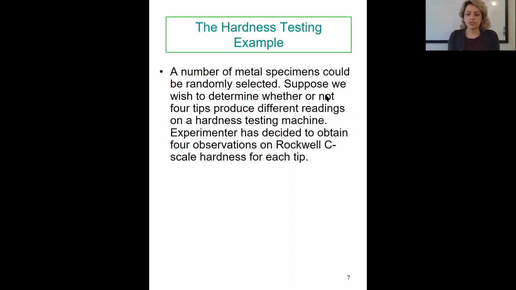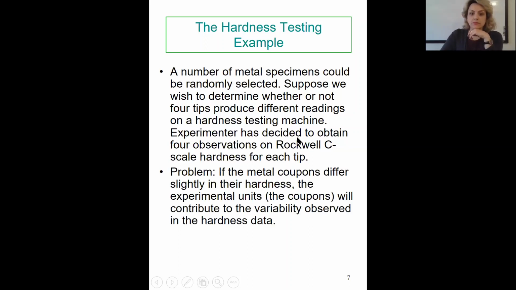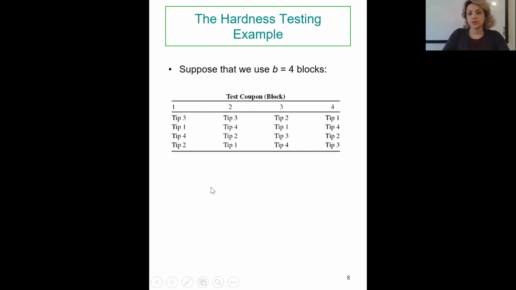On a hardness testing machine, the experimenter has decided to obtain 4 observations on the Rockwell C scale hardness for each tip. We have a course, material science for engineers, in which we were working on these tests together. If you passed that with me, probably we did an experiment on this. Okay, so there's a problem. If the metal coupons differ slightly in their hardness, the experimental unit will contribute to the variability observed in the hardness data. So that's the problem.